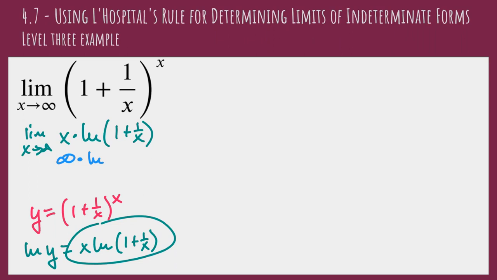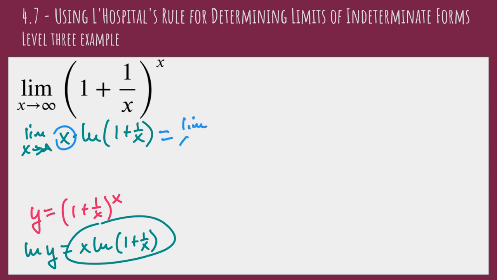Now, this one is going to end up being infinity times the natural log of 0. Nope, sorry, natural log of 1. And the natural log of 1 is 0. And infinity times 0 is another one of these indeterminate forms that at face value doesn't necessarily look like 0 over 0 or infinity over infinity, but it is, in fact, one of those two. So I'm going to do a little trick here with the x, and instead of having it as x, I'm going to have it in the denominator as 1 over x.